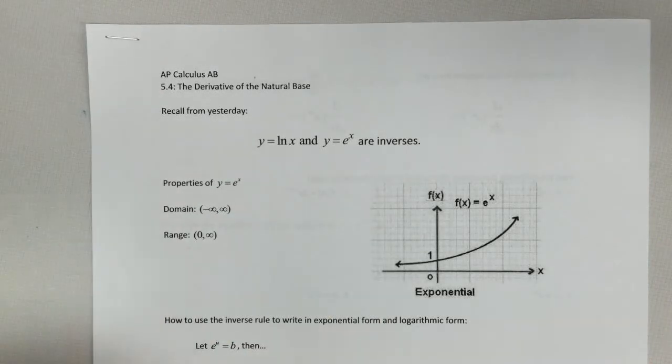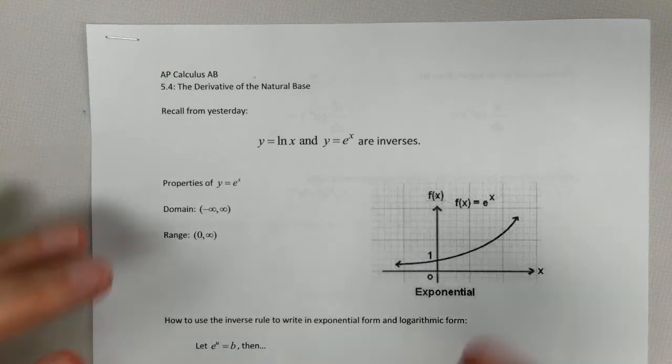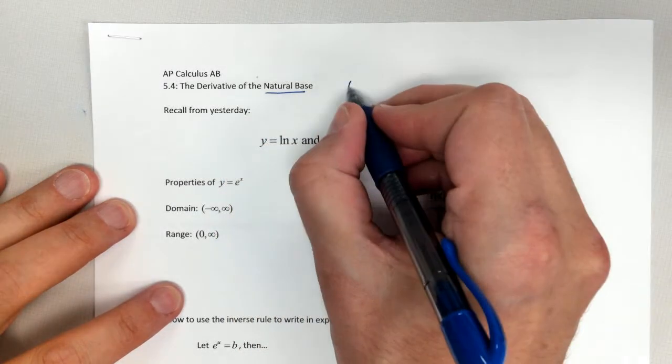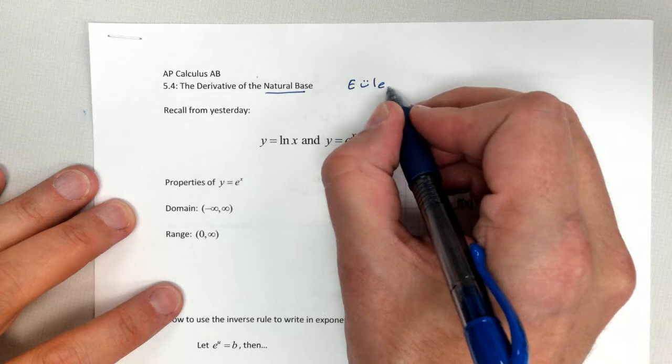Hello, welcome back. Today we're going to take a look at the derivative of e to the x, or what we call the natural base. This was given to us by a German mathematician named Leonhard Euler.